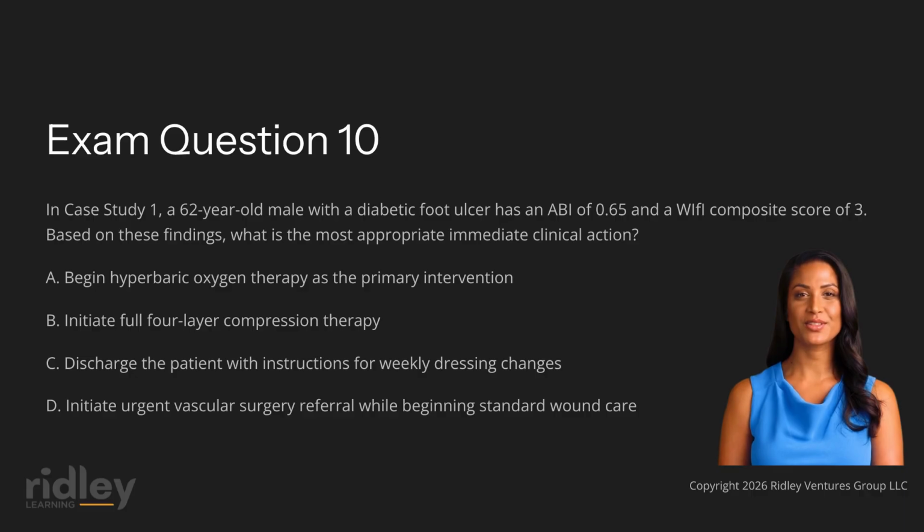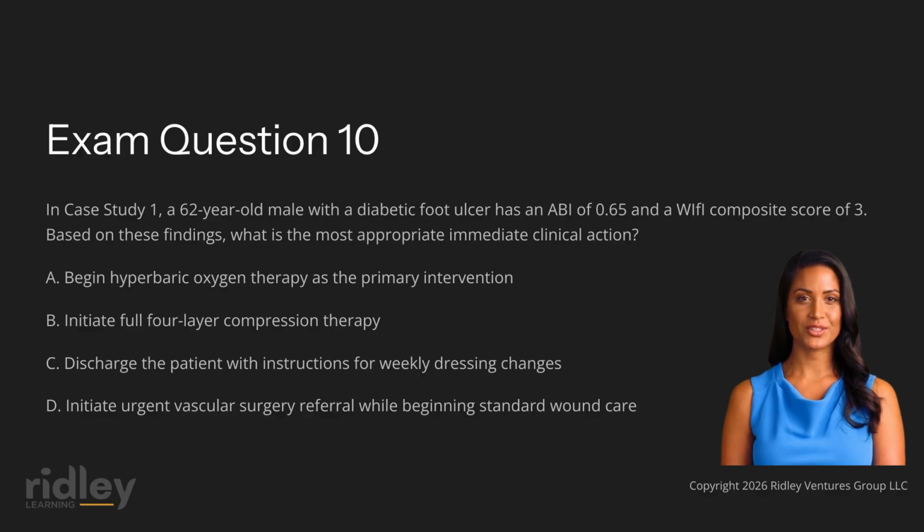Rationale. This case presents a patient with two alarming findings that together demand urgent action. First, the ABI of 0.65 indicates significant peripheral arterial disease, meaning blood flow to the affected limb is substantially compromised. Second, the Wi-Fi composite score of 3 corresponds to an estimated 1-year major amputation risk of approximately 11%. Evidence from vascular surgery literature demonstrates that delaying revascularization beyond 14 days is associated with a significantly higher rate of major amputation, with an odds ratio of 3.1. This means time is of the essence.